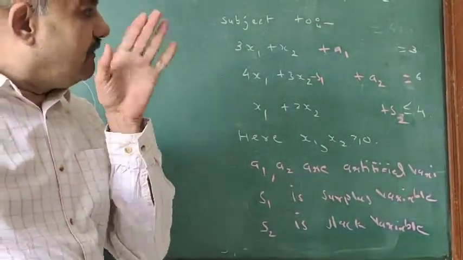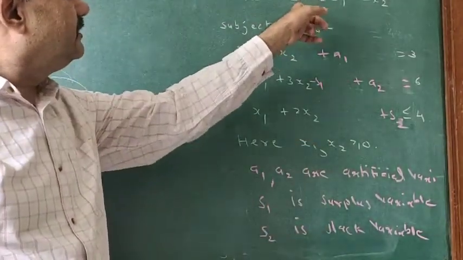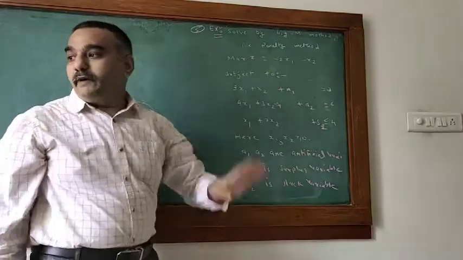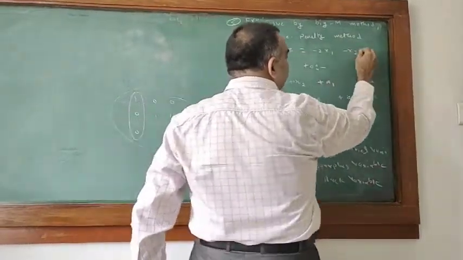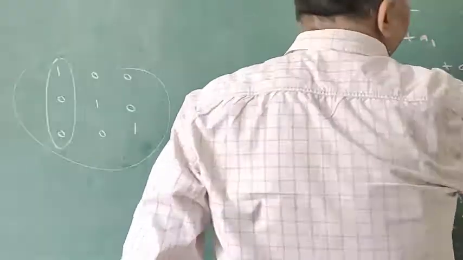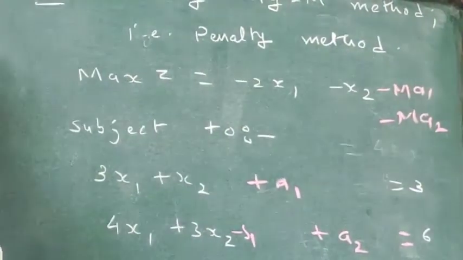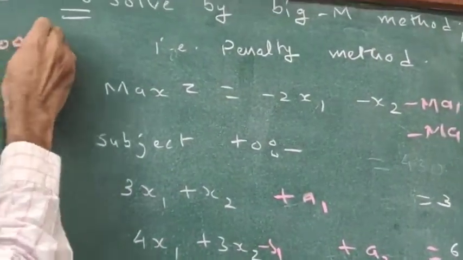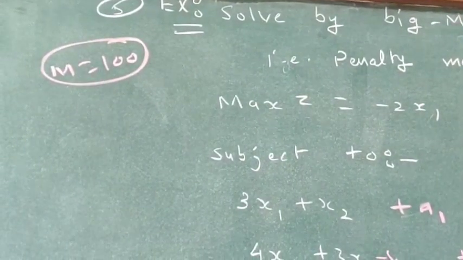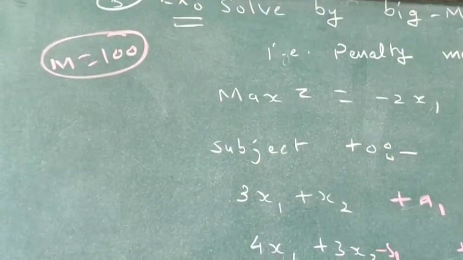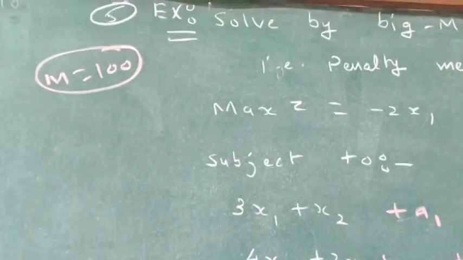Here we have to introduce all these things in the objective function, and for the objective function it is minus M A1 minus M A2. We should keep the value of capital M equal to 100 in our mind. We are not writing it anywhere. Just for simplification I am giving this hint to you.